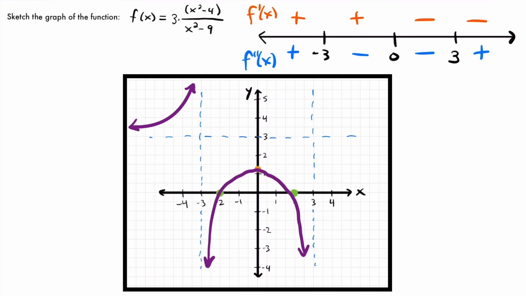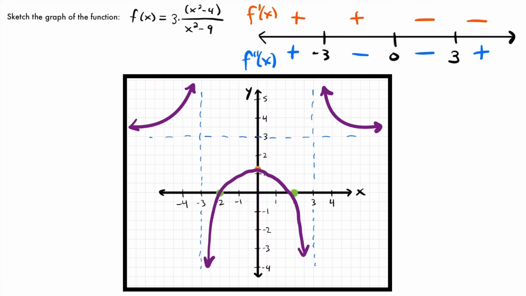And so then finally, if we look at our last interval from 3 to +infinity, we see that our slope is negative, which means our function is decreasing, and that the second derivative is positive, which means that the slope is increasing. And so the shape of our function is going to look like this. And we can draw our arrows there as well. And so this is going to be the sketch of our graph.